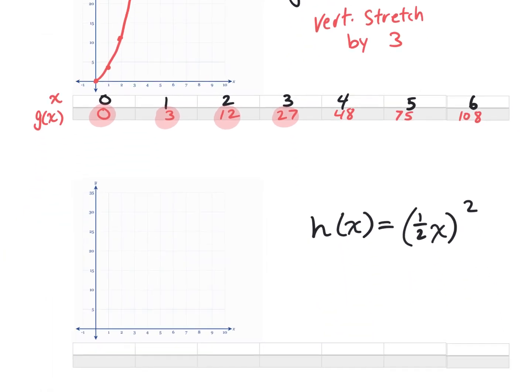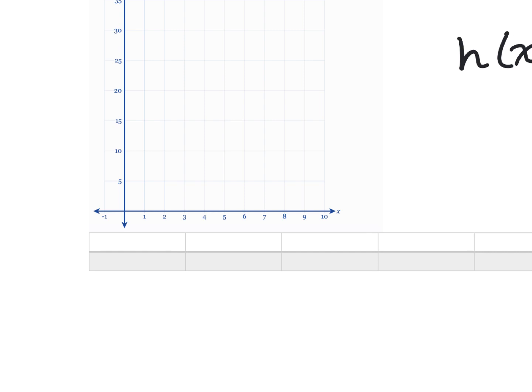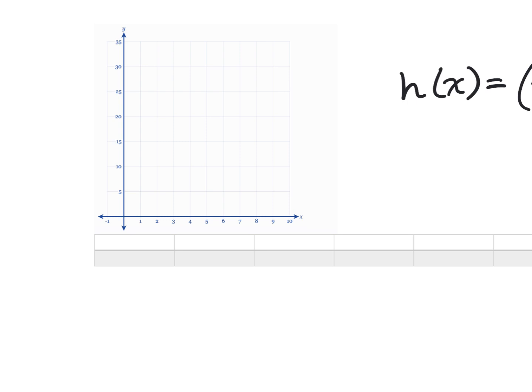What I want to look at is a third example here, and we're going to go a little bit slower through it. Let's get a nice color for this one. We're going to use h of x equals the quantity 1/2 x, squared. And so I'm going to write in our labels here, that's going to be x and h of x.